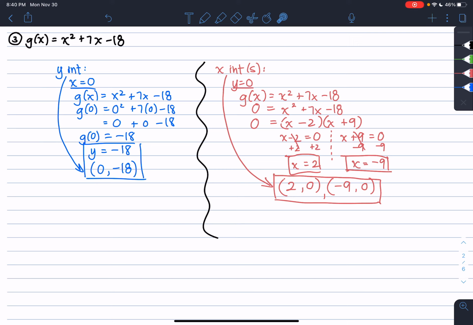But that is solving for x and y intercepts with quadratic functions.